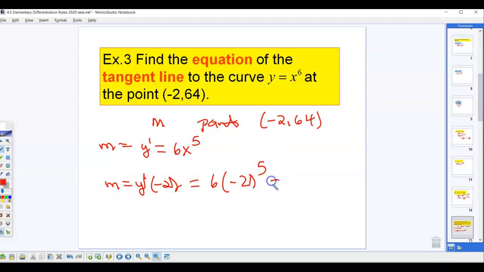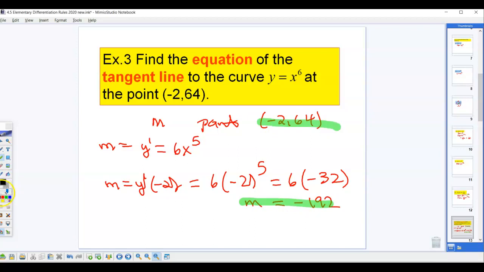I apologize, this pen is lagging behind on me. So this is going to be 6 times negative 32, because negative 2 to the 5th power is negative 32. And if I multiply that together, I get negative 192. So that is my slope. So now I have the slope, and that's going to be important to me.